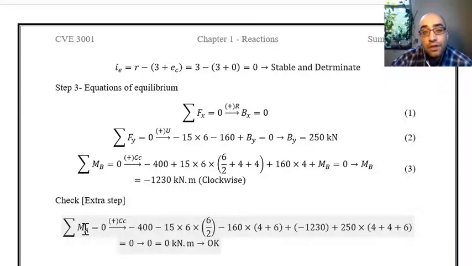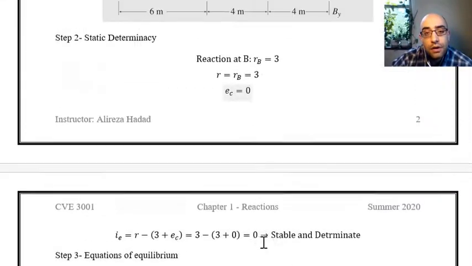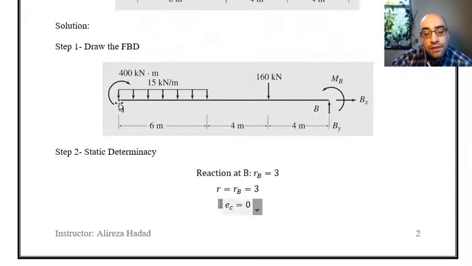As you know, there is one extra step in my solutions, and that is the check, which means that I'm going to check whether the values are calculated correctly or not. And for that, I'm going to calculate the moments about point A. It does not give me any additional information. I just want to see if these values that I found as the reactions are accurate.